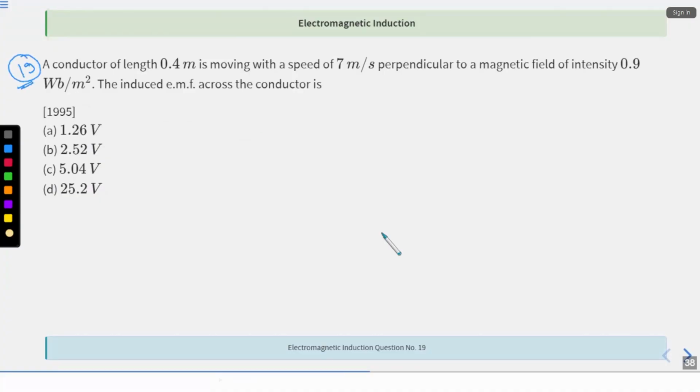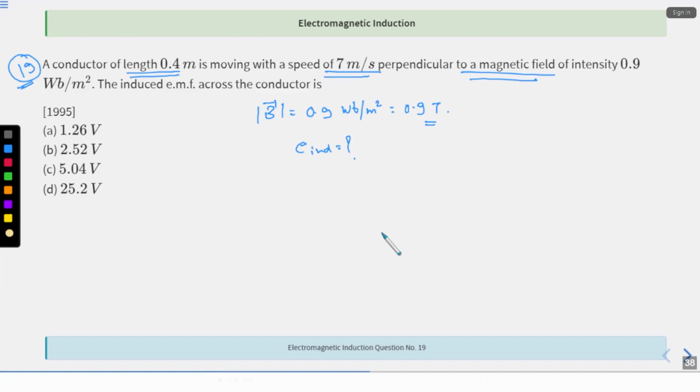It is saying a conductor of length 0.4 meter is moving with a speed of 7 meter per second perpendicular to a magnetic field of intensity, so B vector magnitude is given to us as 0.9 Weber per meter square. It is 0.9 Tesla. And EMF induced is being asked. It is again the same question.